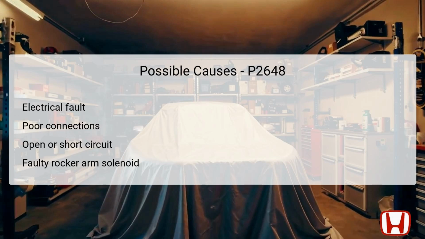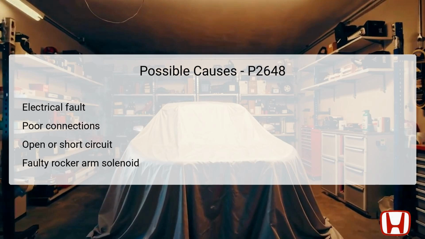A variety of issues can lead to the activation of DTC P2648. First and foremost, an electrical fault, such as a short or open circuit, may prevent the rocker arm oil control solenoid from receiving adequate voltage. Poor connections, often arising from corrosion or loose terminals at critical wiring points, can also interrupt the necessary electrical flow. Additionally, a faulty rocker arm oil control solenoid, which can fail due to internal wear or damage, may lead to this code being triggered. Each of these potential causes requires careful inspection and testing to isolate the exact issue.